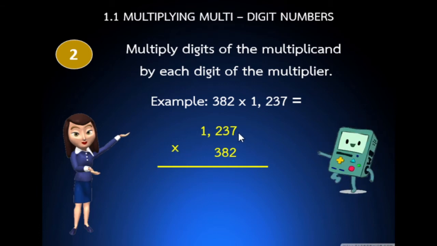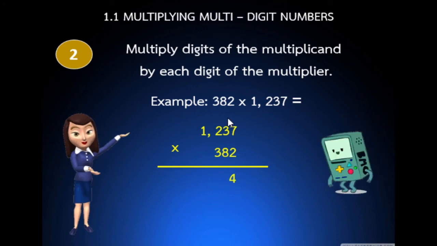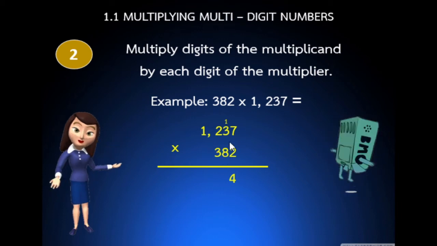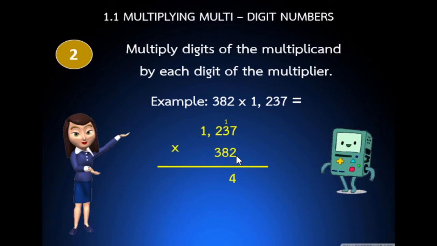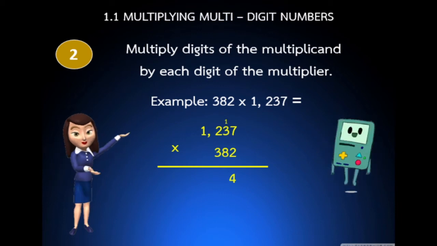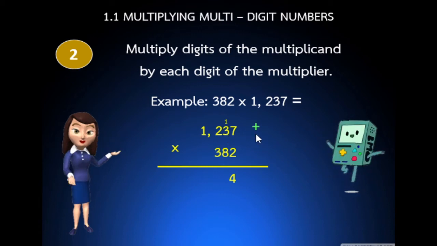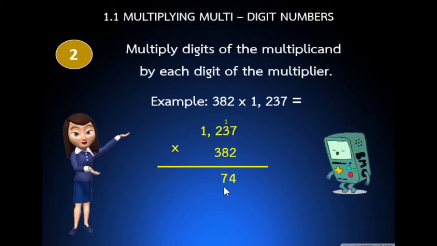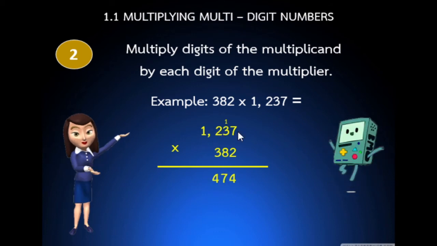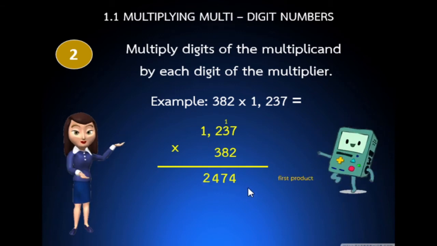2 times 7, we get 14. Bring down 4, carry 1. Can you follow? And then, we cannot go 8 times 7. Cannot, okay? We have to use 2 still. So we have 2 times 3 is 6. What are we going to do with 1? We need to add. So 2 times 3 is 6 plus 1, we get 7. And then 2 times 2 is 4. 2 times 1 is equal to 2. This is our first product.